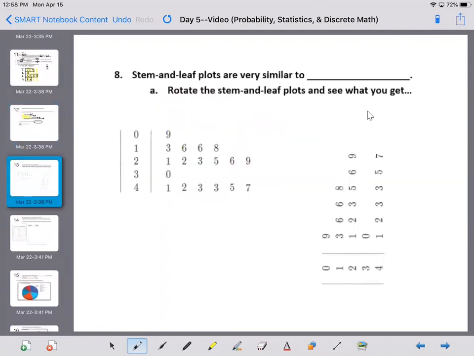And then I'd already mentioned that stem and leaf plots are very similar to histograms. You rotate that stem and leaf. So if this is the original stem and leaf that we're looking at, if you rotated it, now we're looking at, and this is what we would have.